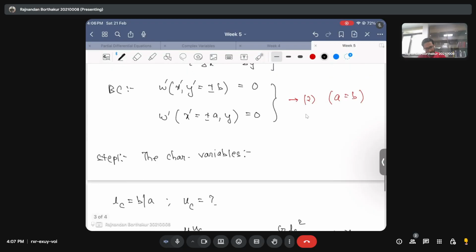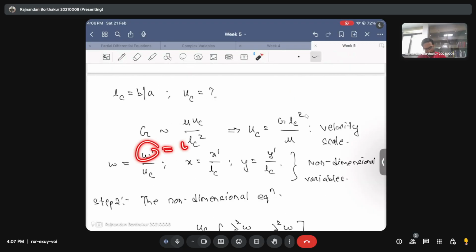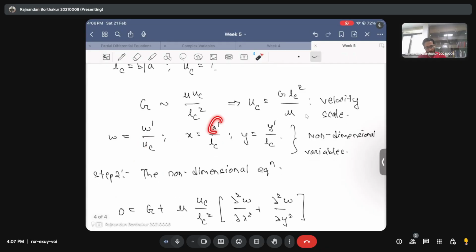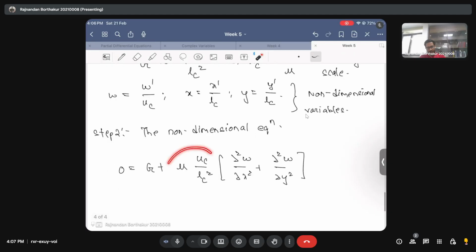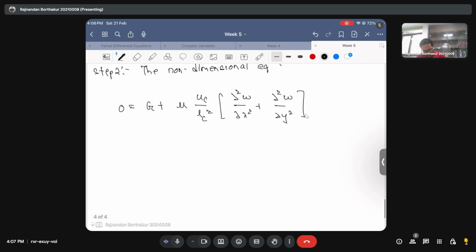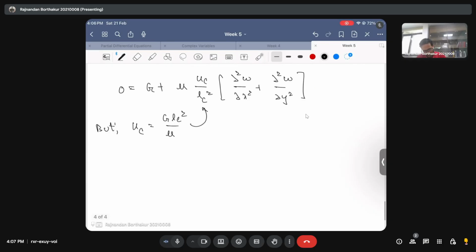What I'm doing is I'm just writing W prime as W times UC, and I'm also writing X prime and Y prime as X times LC and Y times LC. That's all that I'm doing. And from here you are basically just getting this term. Okay. But I know that I have already derived that my UC is equal to G LC squared by mu. Okay, that's UC. That means I can just substitute it here, and then I'll get 0 equal to G plus mu by LC squared, and I know that UC is equal to G LC squared by mu, and then I have del squared W by del X squared plus del squared W by del Y squared.